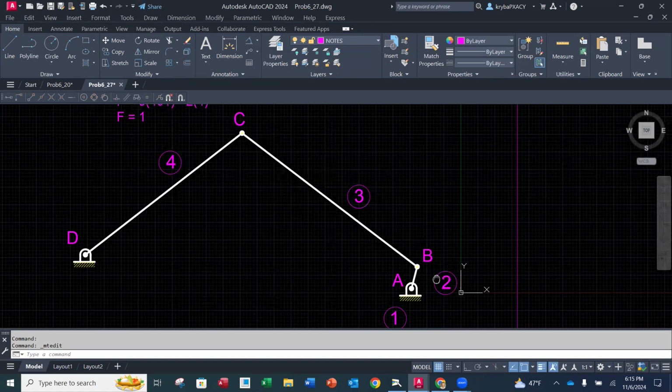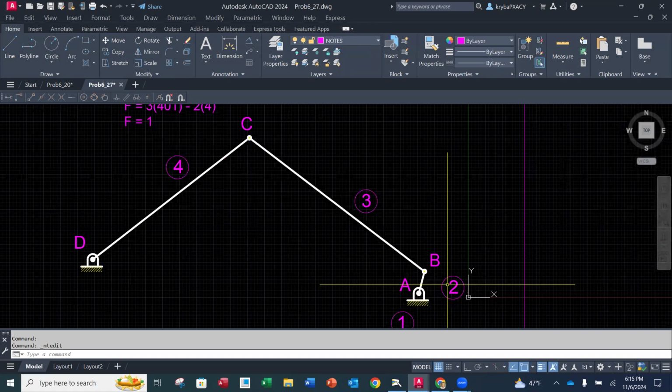And then remember to add your mobility equation to verify that the number of links and the joints that you have shown are correct, because your F should be equal to 1. How many are still working on the diagram? Okay, good. I'll give you guys time.